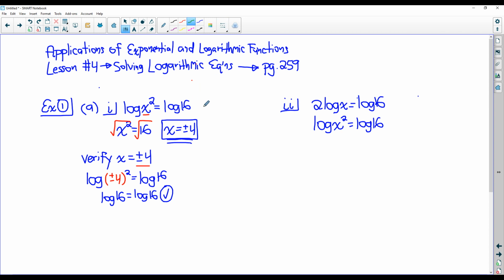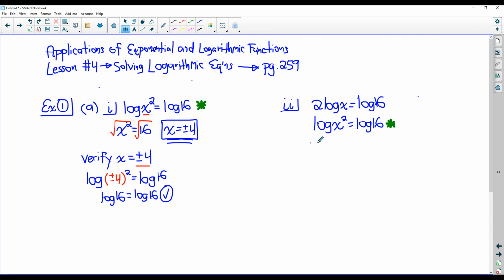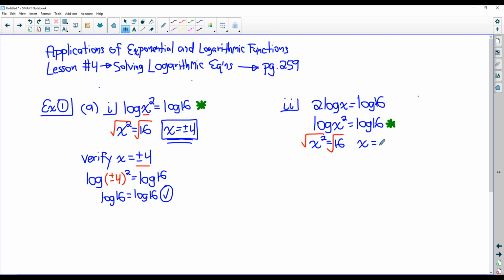Now, if you look at the two equations, this equation and this equation are the exact same thing. So in terms of solving what the equation would be, well, do the same thing again. Just set the two arguments equal to each other. x squared is equal to 16. Take the square root of both sides of the equation. Square root of this side, square root of that side. And you'd have x is equal to plus or minus 4.